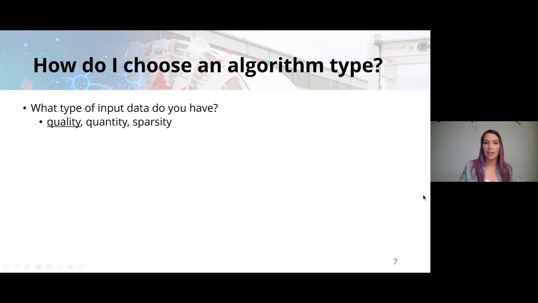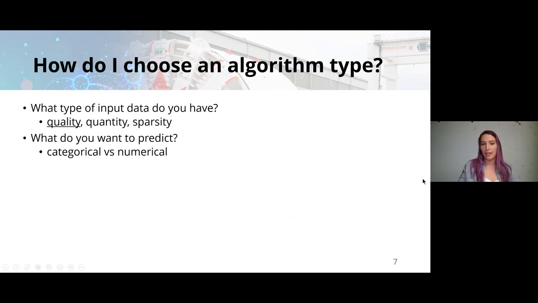Of course, quantity. For machine learning, the general rule is the more data you have, the better. There are techniques to deal with sparser data or a lesser quantity of data, but I won't talk about that today because it's a little bit in the weeds. If you're interested, you can contact me after the presentation.